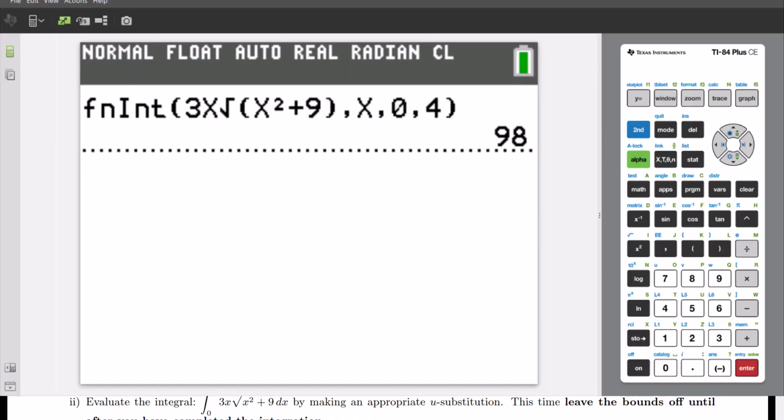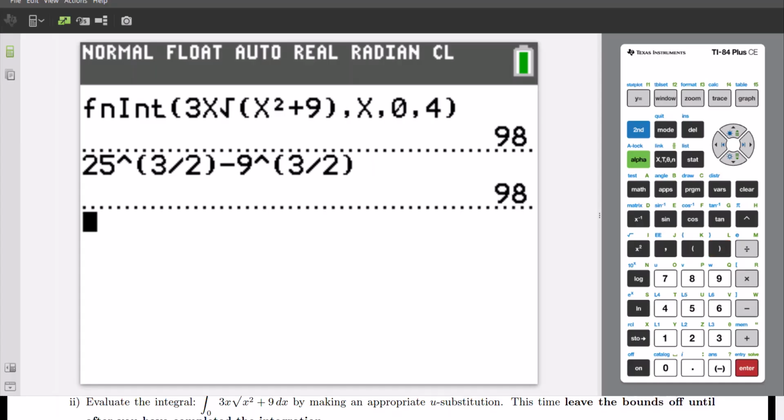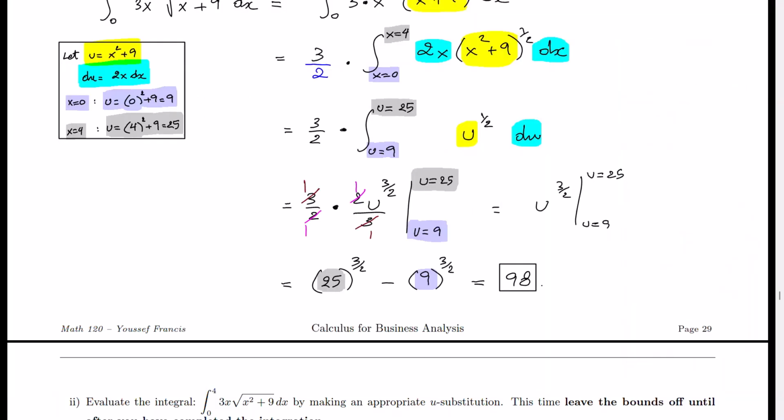When I click enter, you'll see that the answer is 98. By the way, this is the same thing as 25 to the power of 3/2 minus 9 to the power of 3/2. You can see they're both equivalent, so our work is correct. We're matching with the calculator, so everything is good. We can continue on to the next problem.